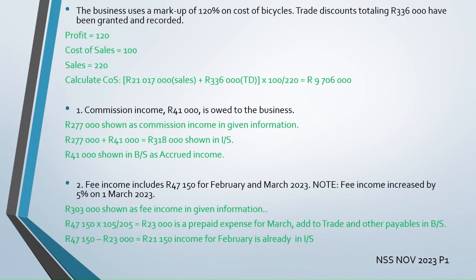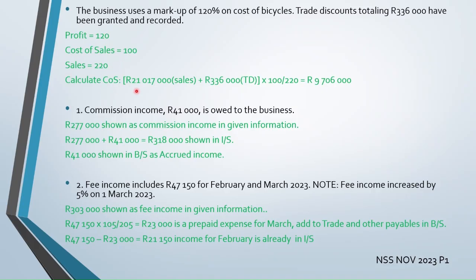So, firstly, the business uses a markup of 120% on cost of bicycles. Trade discounts totaling 33600 have been granted and recorded. So this means that the profit is 120%. The cost of sales is 100% and the sales equals 220% because the 120 plus 100 gives the sales.